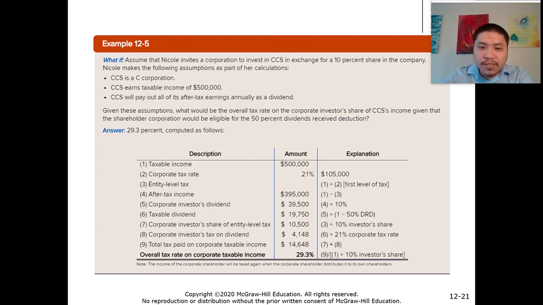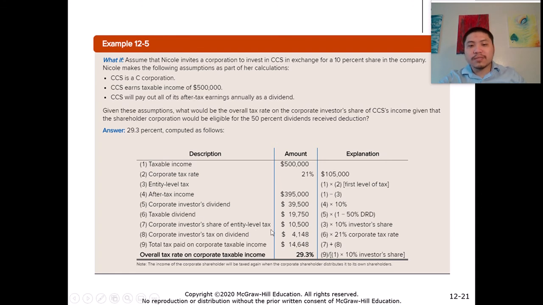So this is the taxable dividend that this company receives from CCS. On this 19,750, they have to pay tax, and they're going to pay the 21% corporate tax rate on that. So that's going to be $4,148 right here. And then since there's still a double taxation, right?